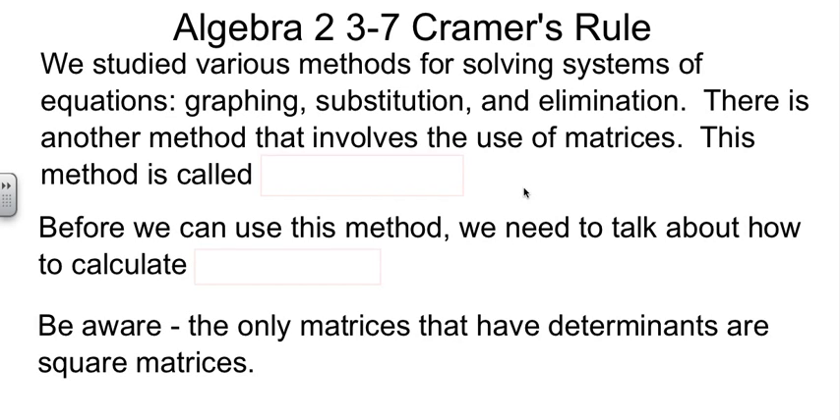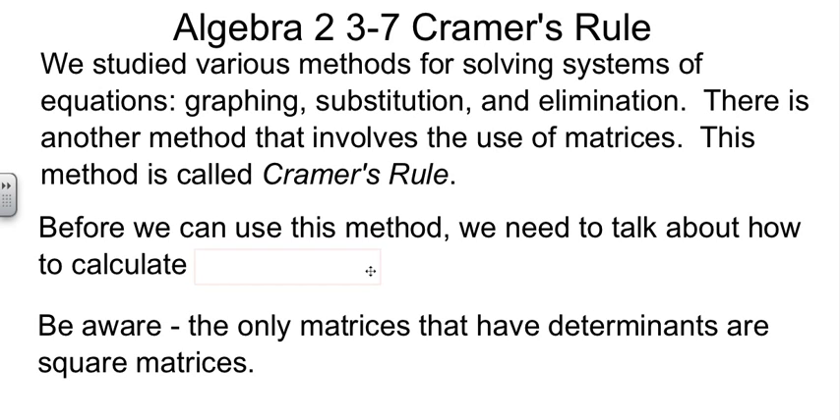This is Algebra 2, Chapter 3, Section 7, in which we will be studying Cramer's rule. Now, we looked earlier this year at various methods for solving systems of equations. We did graphing method, substitution method, elimination method. Those were in sections 3.1, 3.2, somewhere in there. Okay, there's another method that uses matrices. There are a couple of them. We're going to study in this one the method called Cramer's rule.